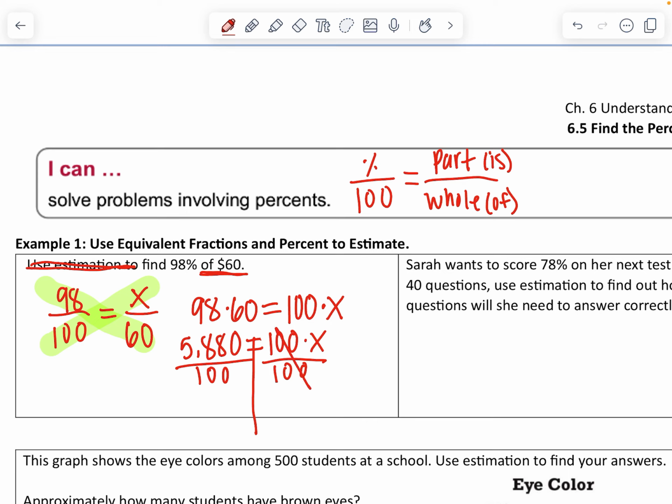100 divided by 100 is 1, so those cancel out, and we're left with X on the right side. And on the left side, we do 5,880 divided by 100. Remember, dividing by 100 is the same as moving your decimal twice to the left. But if you put that in your calculator, you would get 58.8. That would be your answer.